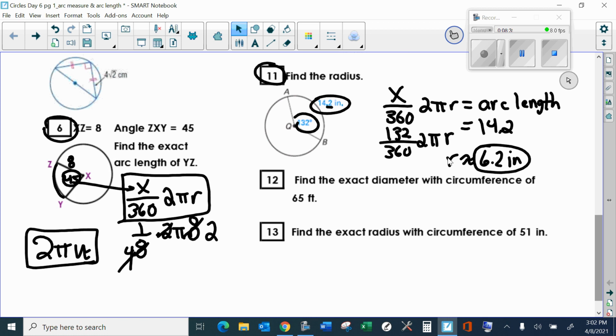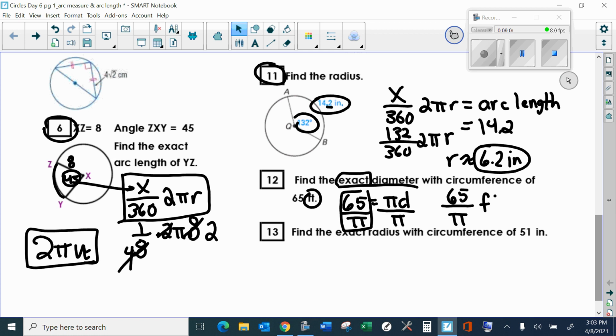Okay. Here again is going backwards. Find the exact diameter. Make sure you find the diameter, not just the radius, when the circumference is 65 feet. Well, since I want diameter, I'm going to use the pi d formula. So I want diameter, and I just divide by pi on both sides. Now it says exact, so that means I have to leave it, and I just add on the units. So 65 divided by pi feet is my answer.